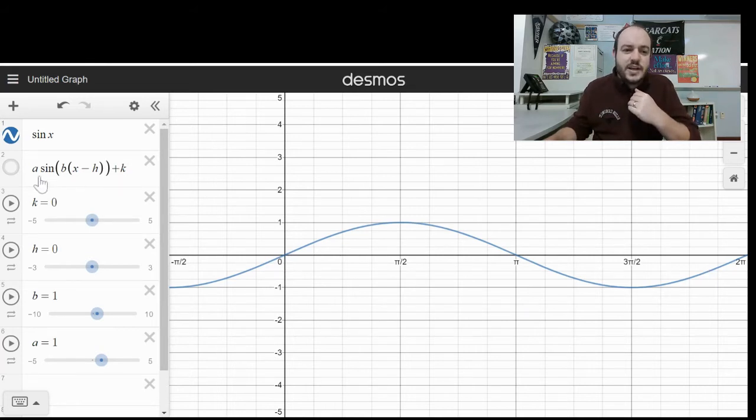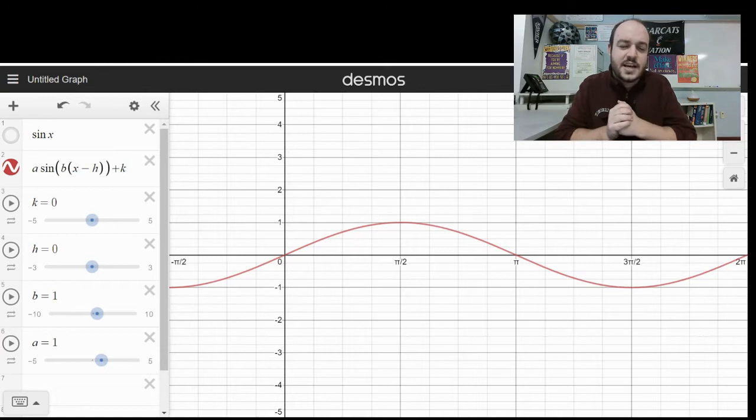Now, this second equation I have right here, which is in red, I have made so that we can change a bunch of things about that equation. Each one of these letters represents something different we could change about the sine equation. The A is if we want to multiply the entire function by a number. The B is if I want to multiply the measurement of the angle inside by a number. The H is if I want to add or subtract a number on the inside with the angle. The reason we do minus H instead of plus is because usually when you're looking at the inside, it goes the opposite way of what you would think. I'll talk about that more in a second.